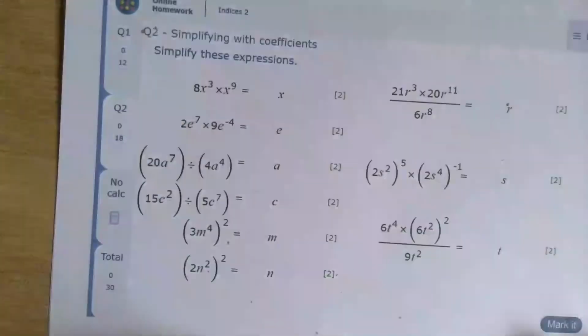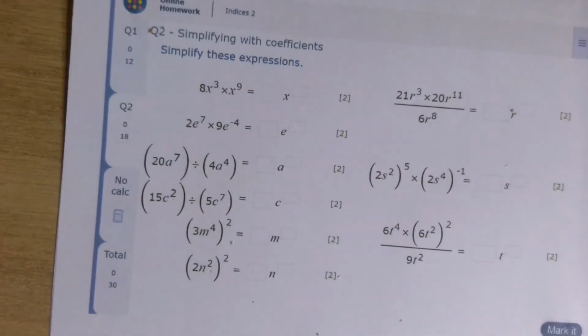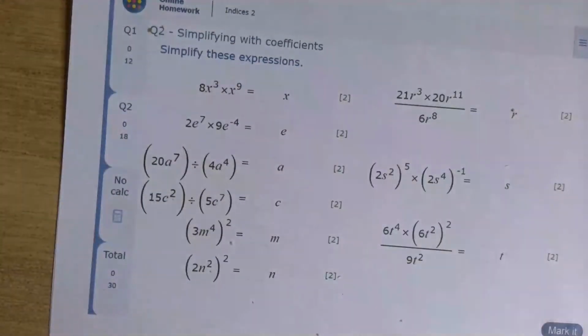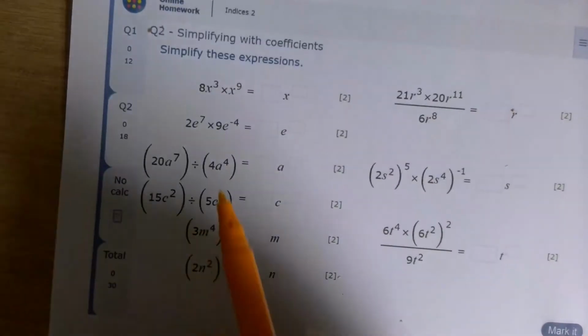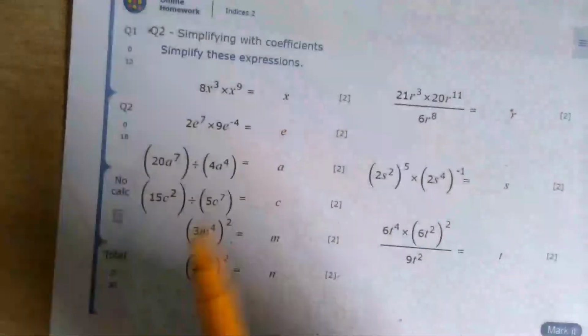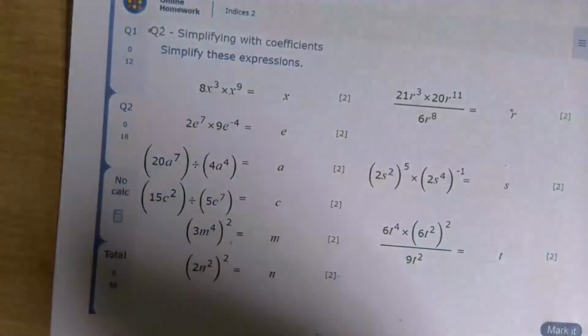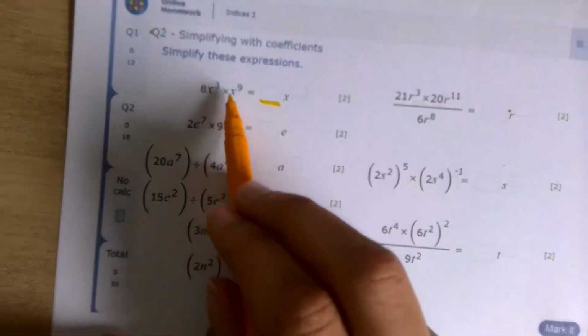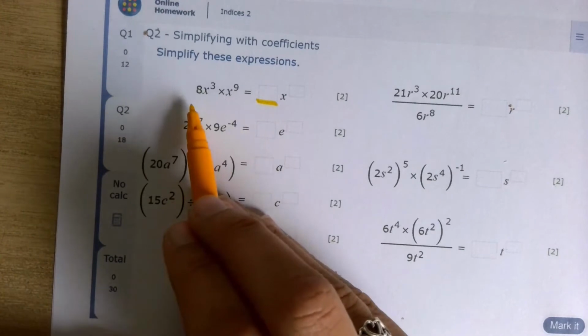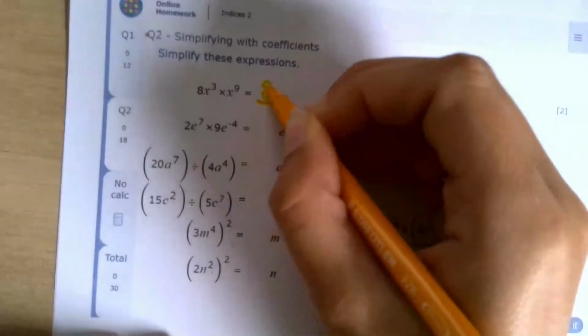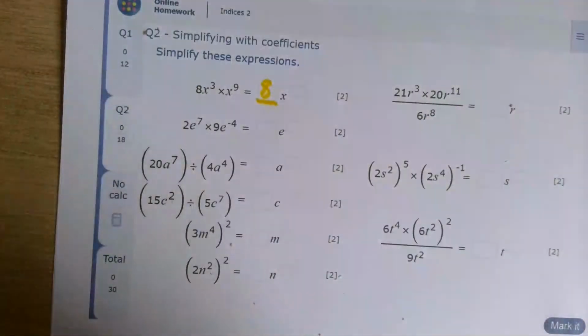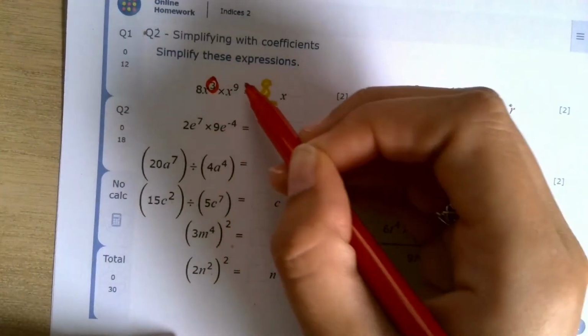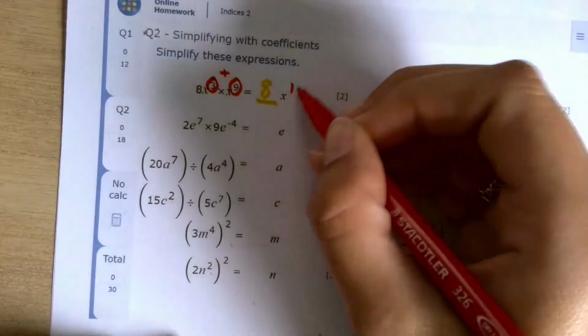Okay, second part. Got coefficients in here as well. So what have we got? First of all, let's have a look at the base. The base is already there, it's x. Easy. So let's have a look at the integer in front first. We've got 8 here, and we've got no coefficient here, so that's just 8 on its own. And now we look at the powers. We've got 3 and 9, and we're multiplying, which means we're going to add the powers. 3 add 9 is 12.